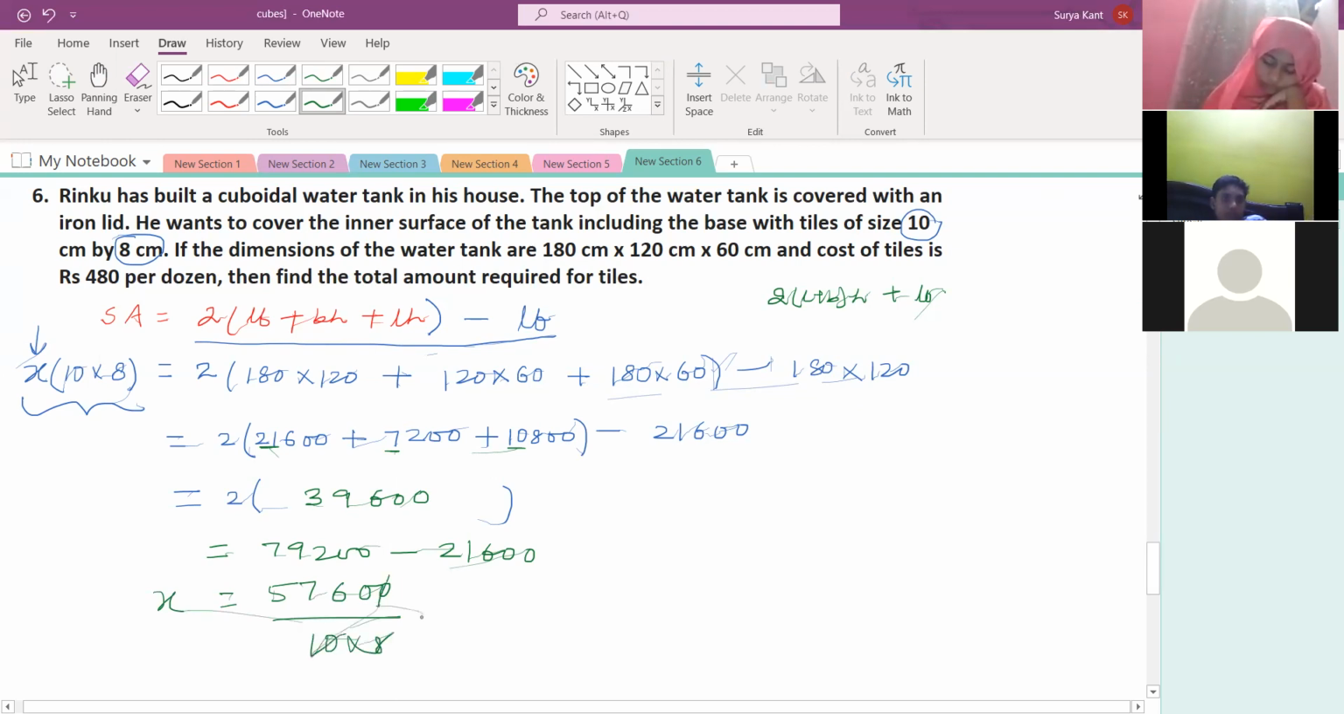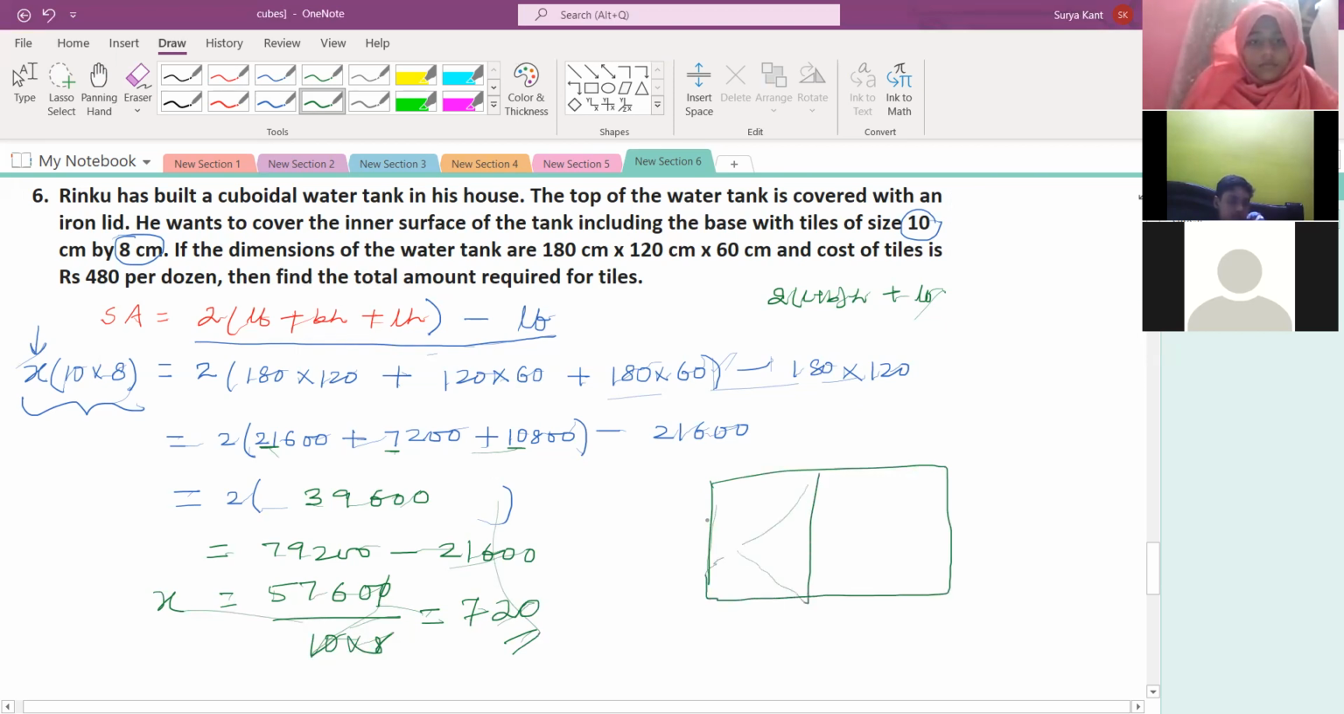10, 10 get cancelled. So 720 is coming now. 720. Now we have to do 720 by 12 into 480. Those who don't know can use the unitary method here. If you want, you can use the unitary method, it is easier. So 12 means the quantity is how many rupees? 480, right? So the cost of 720 you can find easily.